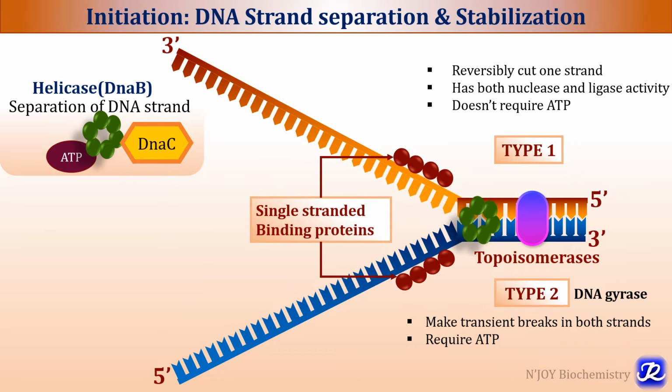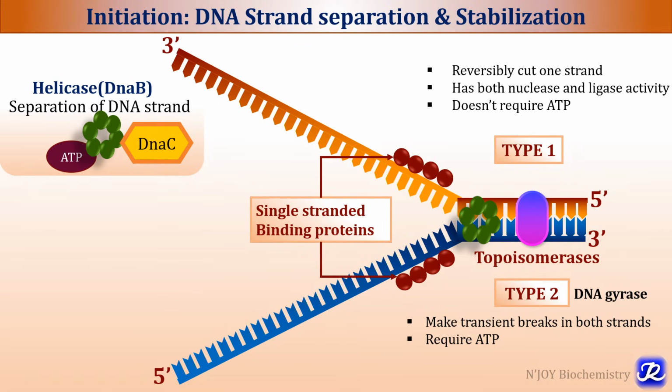What is the function of this topoisomerase? Topoisomerase relieves the supercoiling developed in DNA due to separation of strands. It relieves supercoiling by creating a nick in the DNA strand, and by its nuclease and ligase activity, it can then repair that DNA. So this process of initiation starts with the DnaA protein, which identifies OriC.